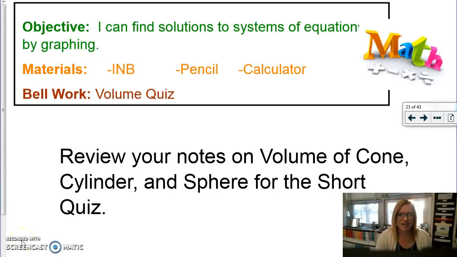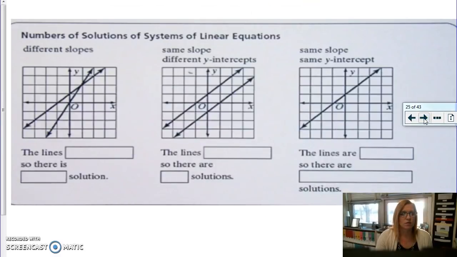Hi everyone, today you're going to watch a short video, and in this video I'm going to show you how you can find solutions to systems of equations by graphing. So what you're going to see on the top of your notes is the number of solutions of systems of linear equations. So your notes look like this at the top, and you can see there could be three things that happen when we graph.